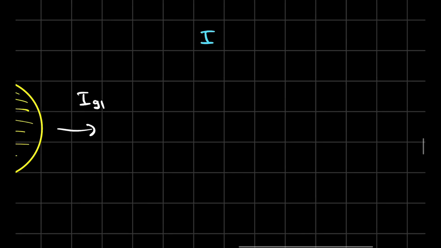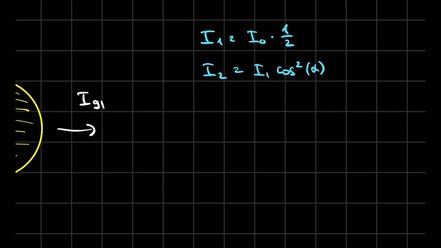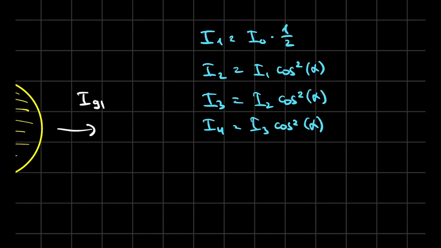We definitely know that intensity number 1 is just half of intensity 0, right? This is 1 divided by 2. But any next one would look something like this. Intensity 2 is intensity 1 cosine squared alpha. We know that the relative angle is 1 degree through all the Polaroids. Let's write here intensity 2 cosine squared alpha. This would be intensity 3 cosine squared alpha. Okay, do you see the tendency?